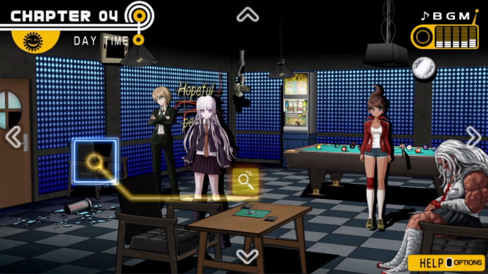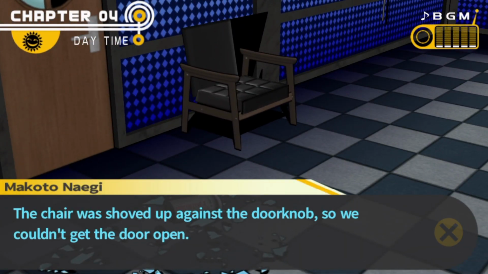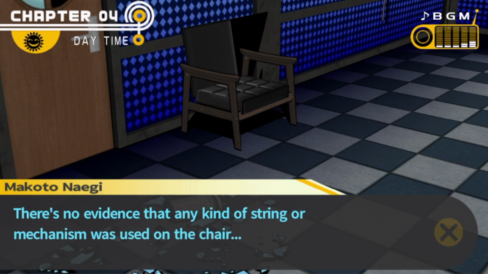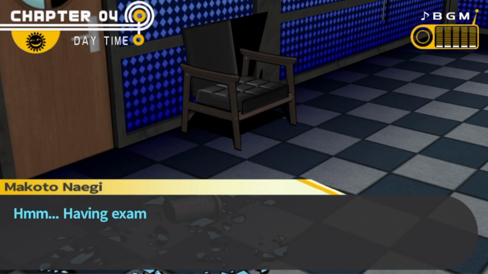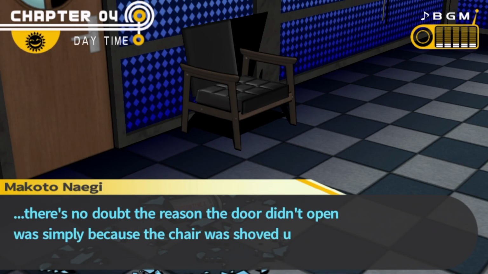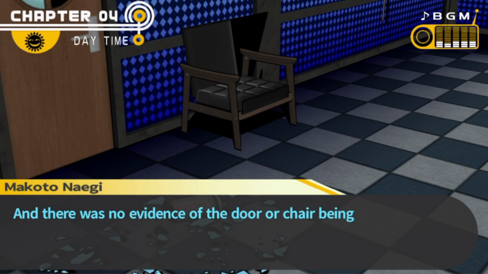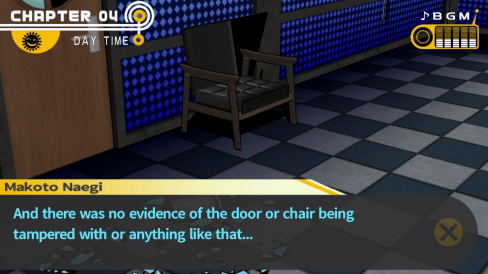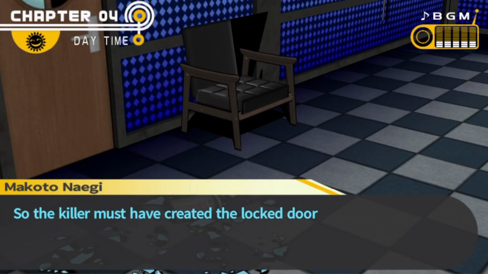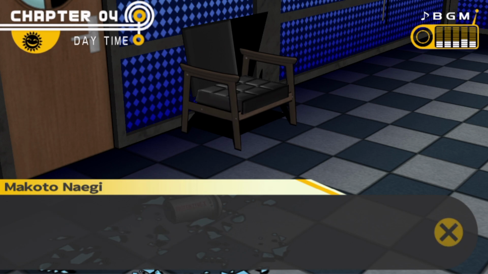Okay, what about the chair in front of the door? The chair was shoved up against the doorknob, so we couldn't get the door open. Okay, so nothing is interesting about the chair or the door. Having examined both the chair and the door, there is no doubt the reason the door didn't open was simply because the chair was shoved up against it. This kept the doorknob from turning and the door from opening. And there was no evidence of the door or chair being tampered with or anything like that. So the killer must have created the locked door from the inside, not from the outside.